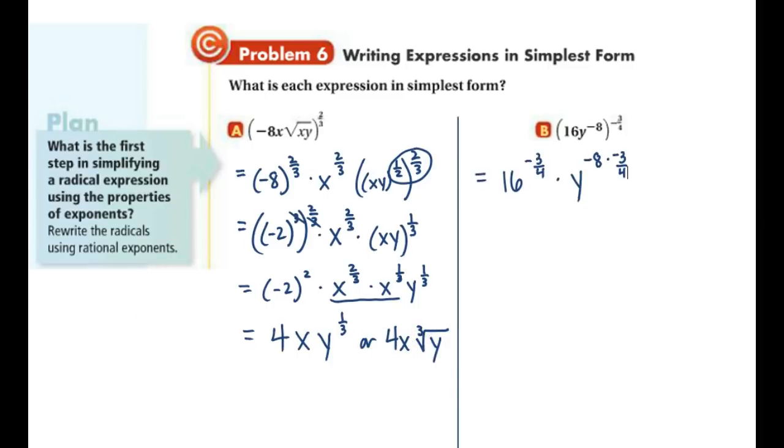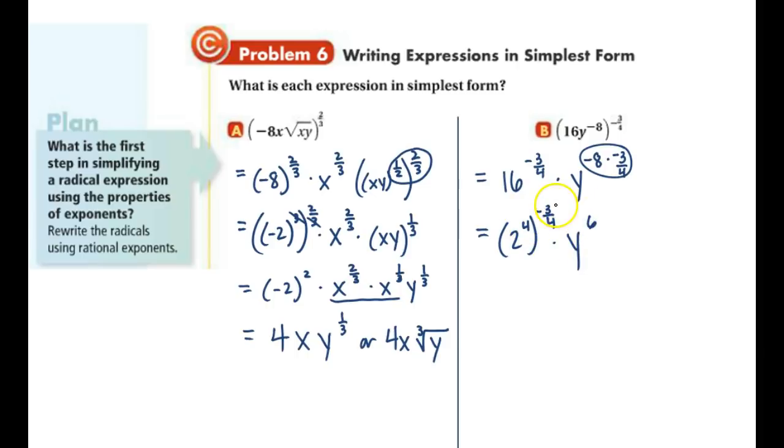In part B, we are given 16y to the negative 8th power raised to the negative 3/4 power. So first thing I do is I share that negative 3/4 with each of the terms inside the parentheses. So I get 16 to the negative 3/4 power times y to the negative 8th power times negative 3/4. I'm going to simplify this further by rewriting 16 as 2 to the 4th, and that's being raised to the negative 3/4 power. And then multiplying these exponents here, I get y to the 6th.